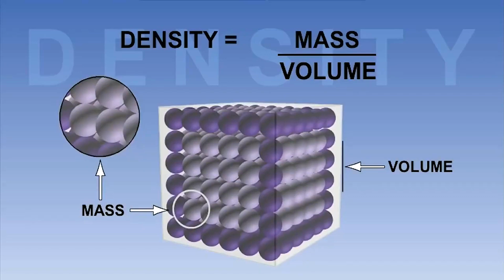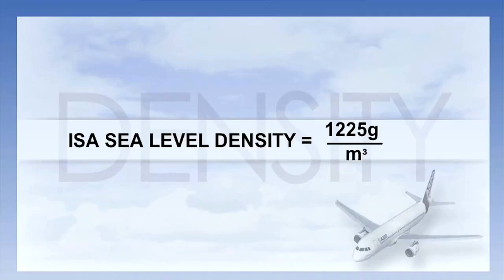If you remember from the lesson on the atmosphere, we talked about the standard atmosphere or ISA. At sea level, ISA stated that the density was 1225 grams per cubic meter. So we have a mass, which is 1225 grams in a volume, which is 1 cubic meter.